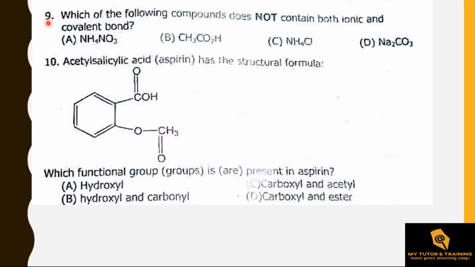And let's come to question number 10. Acetyl salicylic acid has the structural formula shown. Students, acetyl salicylic acid is the medicine called aspirin, which you may buy from a pharmacy if you have been sick. What functional groups does this medicine have? Aspirin has one carboxyl functional group and the second functional group is the ester functional group. So for question number 10, the correct answer is D.